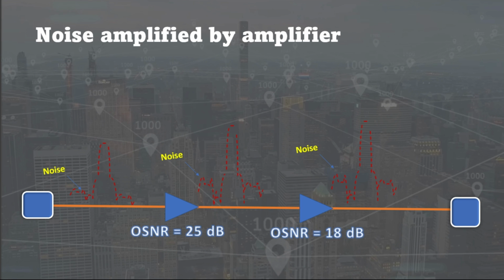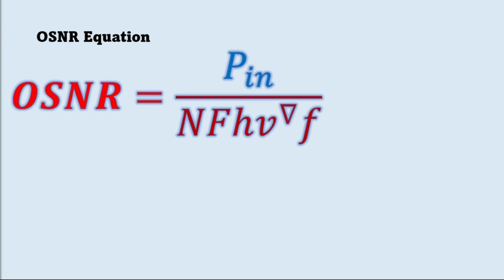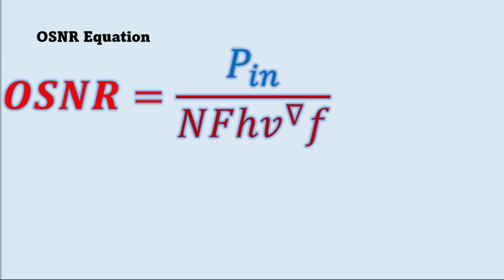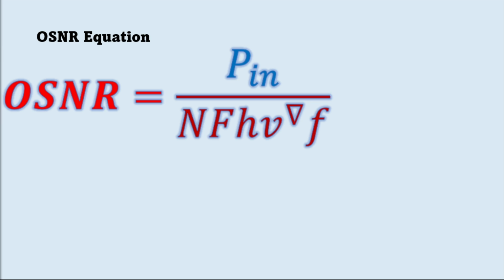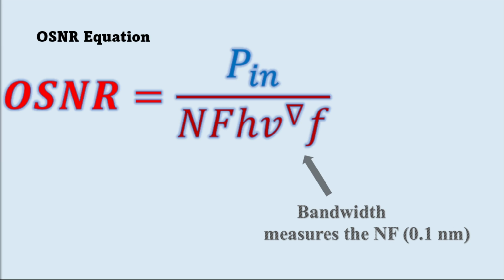We have an equation with which we can calculate the OSNR to see if the value is still valid. OSNR of each stage can be calculated using this equation. In the equation, NF is the noise figure of the stage, h is Planck's constant, nu is the optical frequency, 193 THz, and F is the bandwidth that measures the noise figure. That usually is 0.1 nanometer.